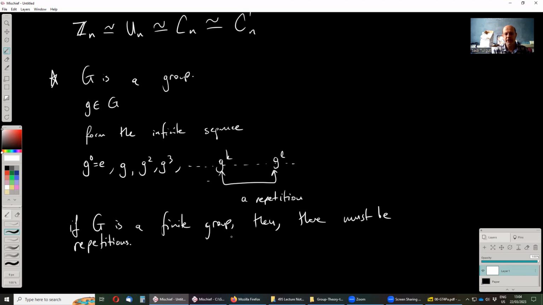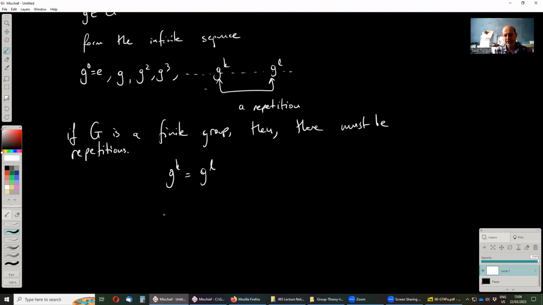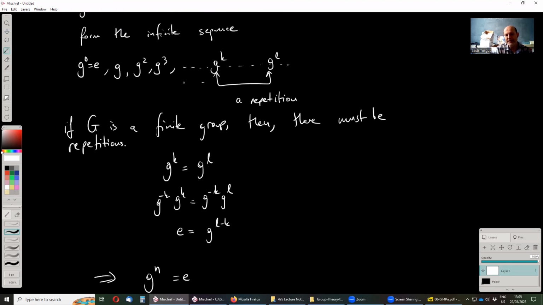I think I'm trying to explain this in the longest possible way. So as a result, in here we can find a kth power which is equal to the Lth power. In this expression, if I multiply both sides by G to the minus K, we get identity on one side and the L minus K power on the other. So this then implies that there's some n where the nth power is equal to identity. So that means if there's a repetition in here, then somewhere in here there has to be an identity, right? So therefore, this identity is also repeated somewhere in here.